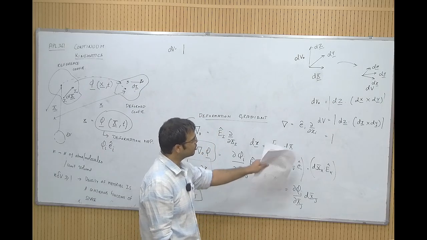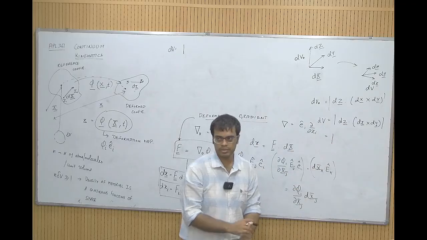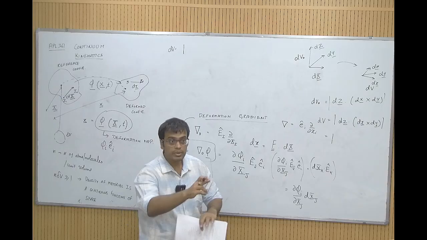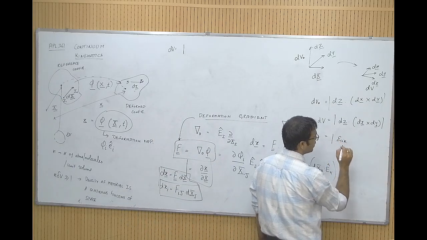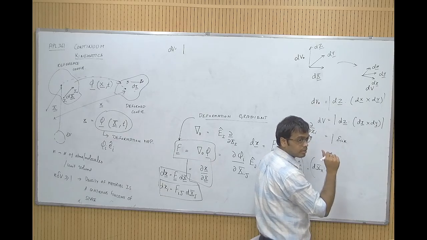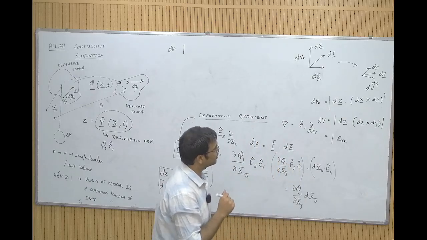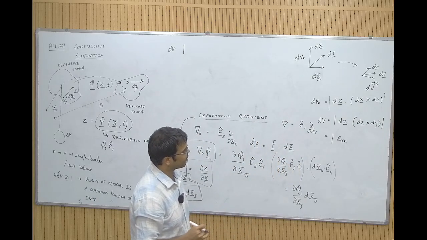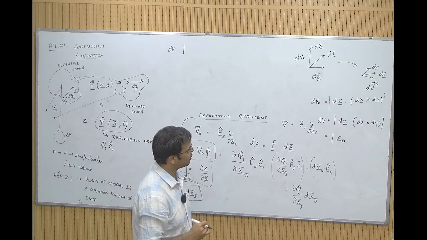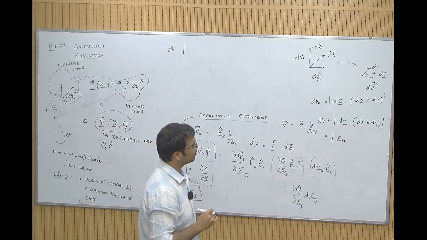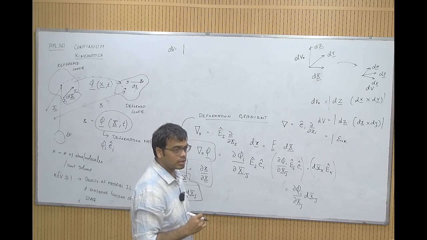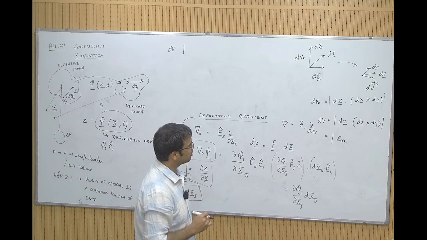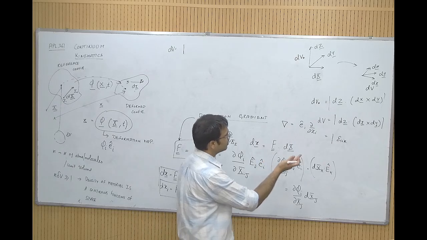So what is it going to be in index notation? How do I simplify this? Epsilon ijk, and then epsilon ijk, y dx_i. Yeah, so tell me all three indices.